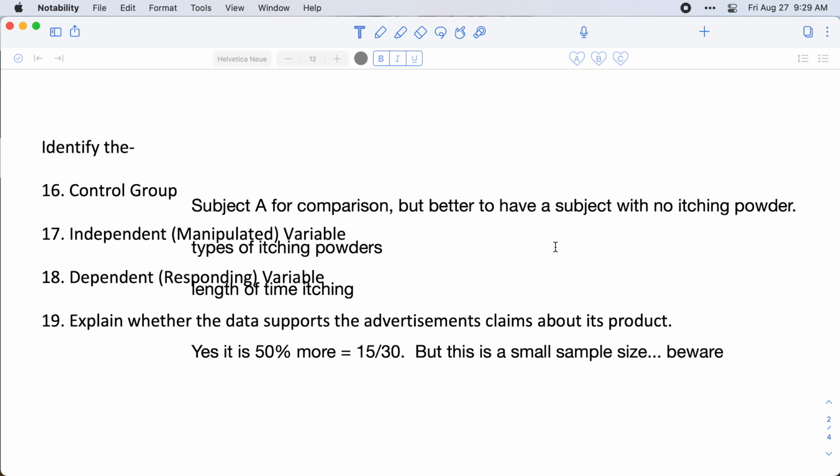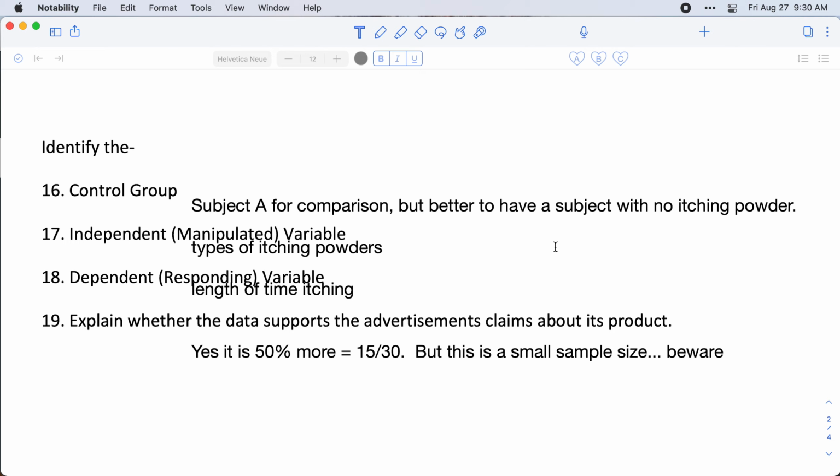So you know how to figure out percentages? It's the change divided by the original. So up on the board here, the change was 15 minutes. It went from 30 minutes to 45 minutes. So that's a 15-minute increase divided by your original start. So 15 divided by 30, 50%. That's pretty significant, again, but this is just one trial.